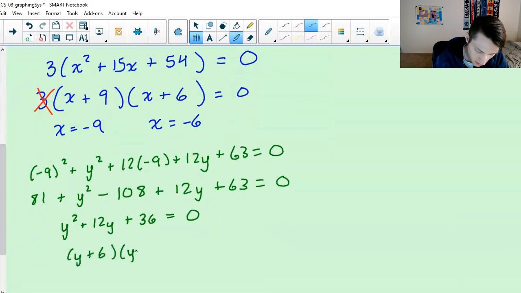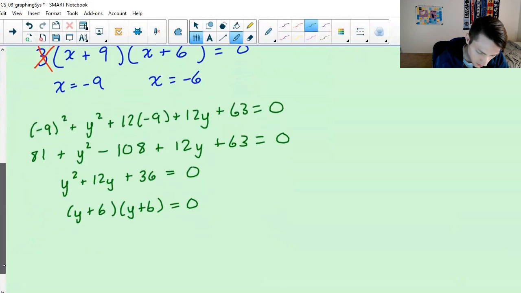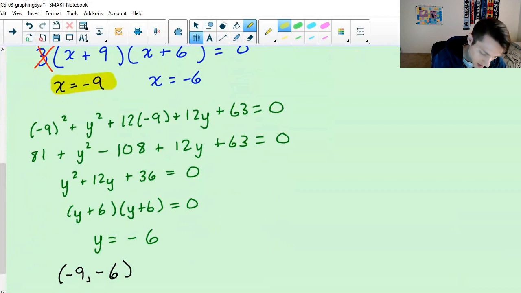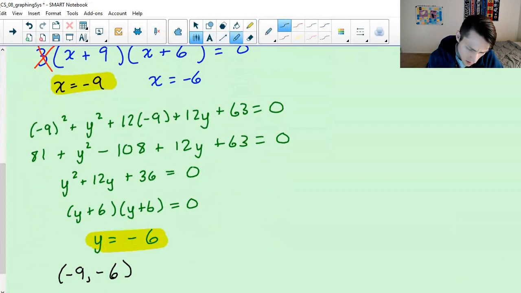So that would factor into y plus 6 and y plus 6 equals 0. So y equals negative 6, which means one of my solutions is negative 9, negative 6. So whenever I plugged in x equals negative 9, we ended up with y equals negative 6. So that's the first of my solutions.